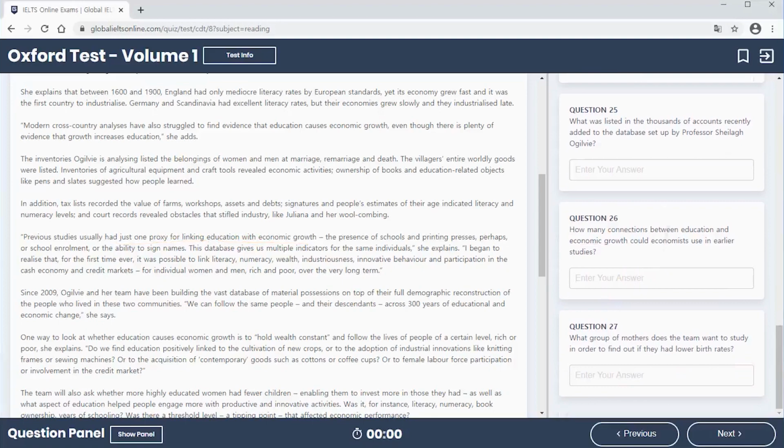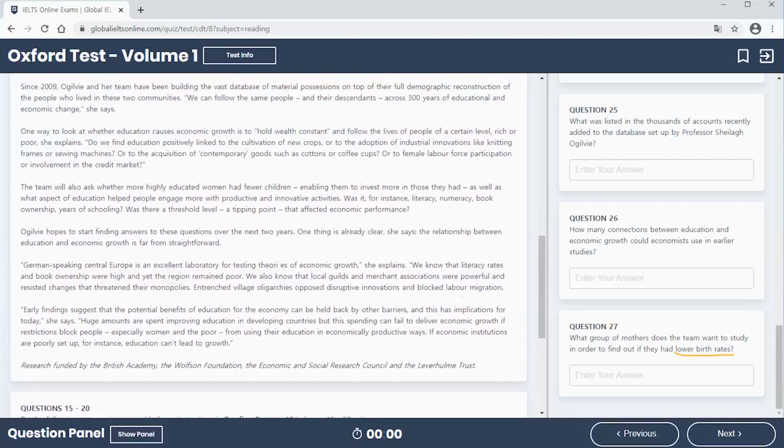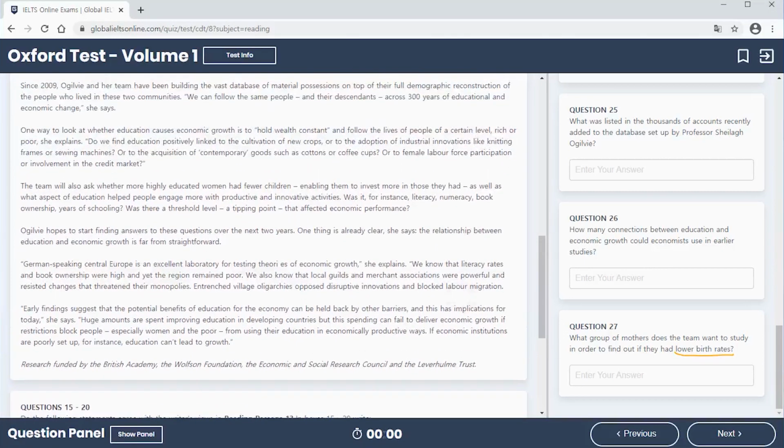And then what group of mothers does the team want to study in order to find out if they had lower birth rates? Okay, so I kind of vaguely remember seeing something about lower birth rates further on. So let's take a look. Lower birth rates. Whether fewer children, okay? The team will also ask whether more highly educated women had fewer children. So what group of mothers? And it's going to be highly educated.